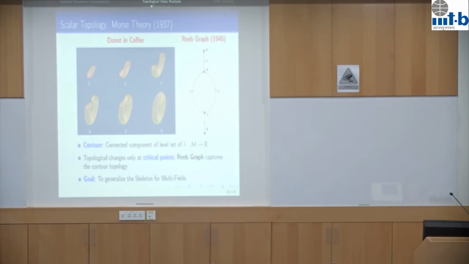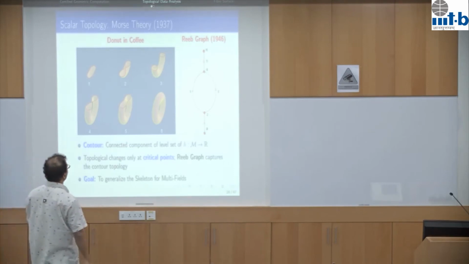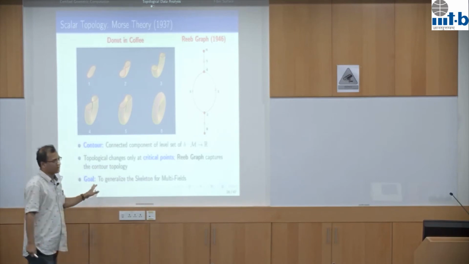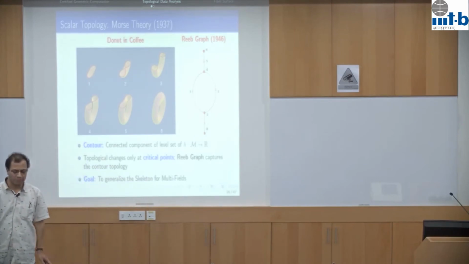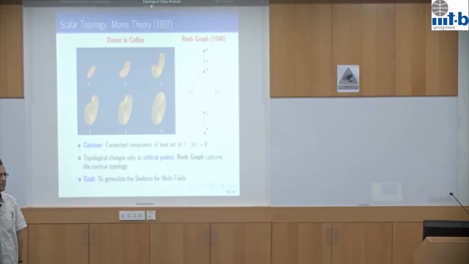So we want to generalize this structure for the bivariate field. What will happen when 2 fields are there instead of 1 field? I mean, theoretically there is some data structure already known. It's called the Reeb space. So there is a generalization of Reeb graph for bivariate field. But there are no good algorithms for computing the Reeb space. So what do we do for 2 fields?